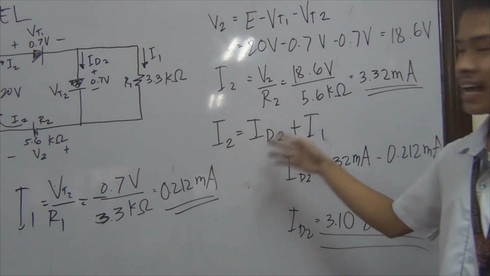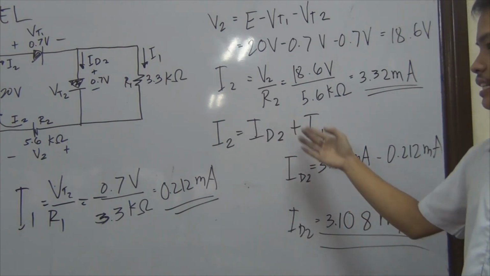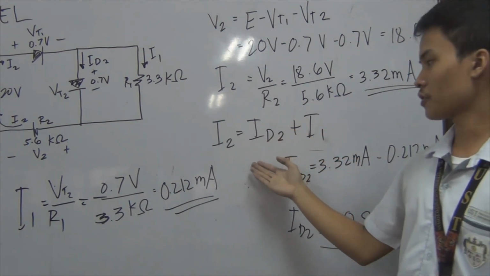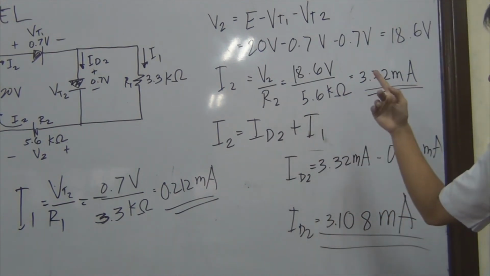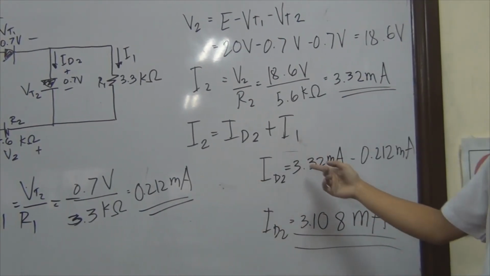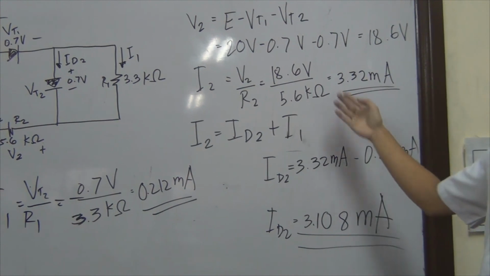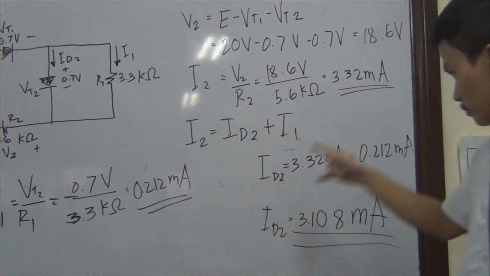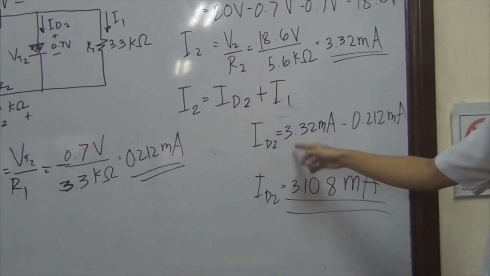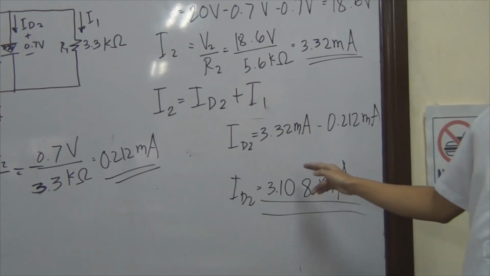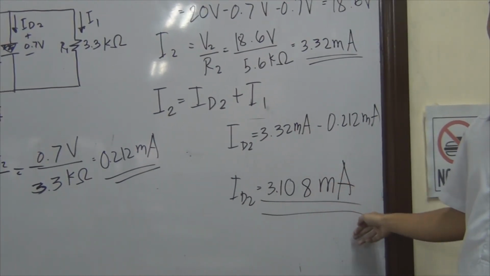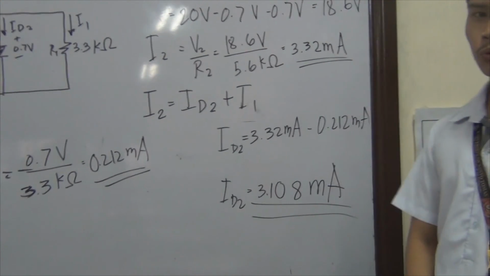And to get the ID2, we use Kirchhoff's current law. ID2 is equal to I2 minus I1. We would get 3.108 milliamps in solving ID2.